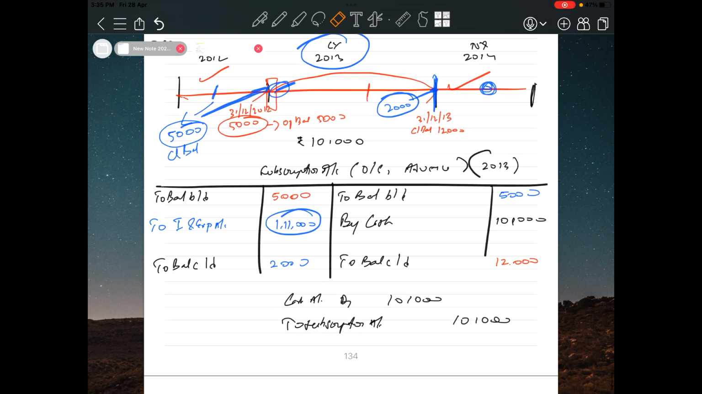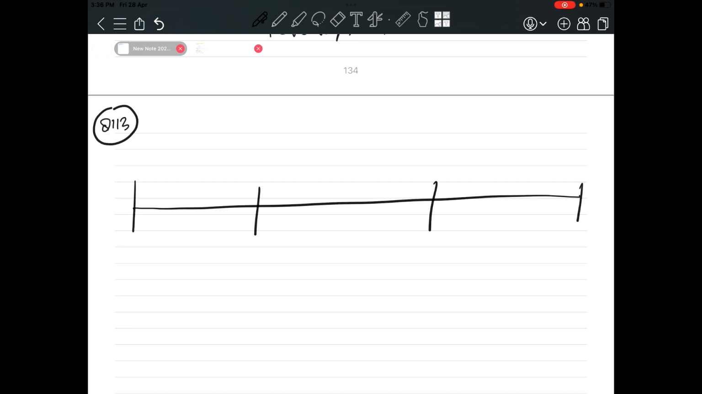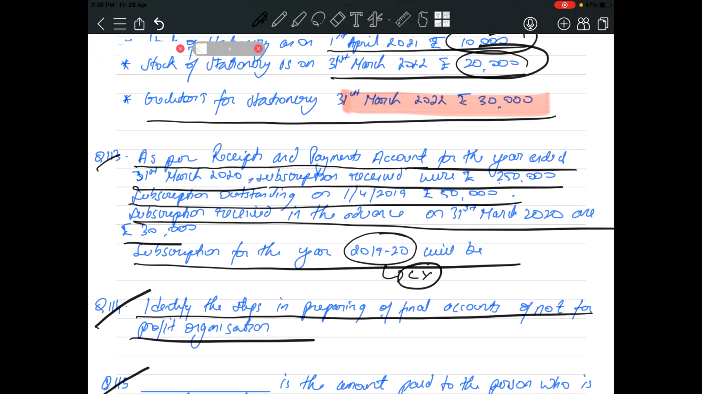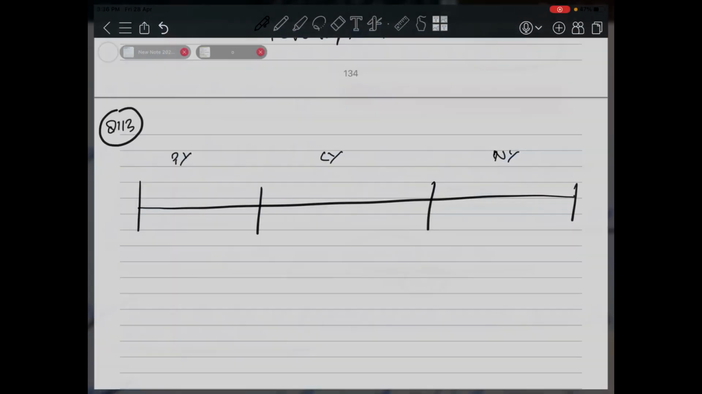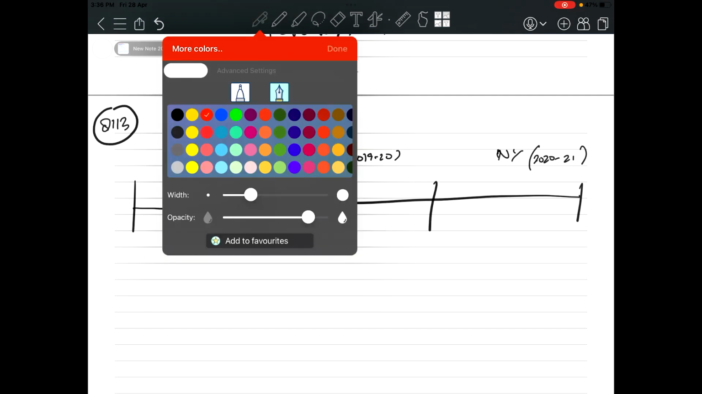Again, let's understand it with the timeline. Question number 113. Let's draw a timeline. This is your current year, this is your previous year, and this is your next year. Let's write the years first. 2019-20 is my current year. So what will be my next year? 2020-21. And what will be the previous year? 2018-19. I hope this is clear to you.